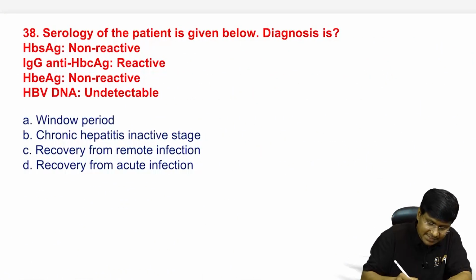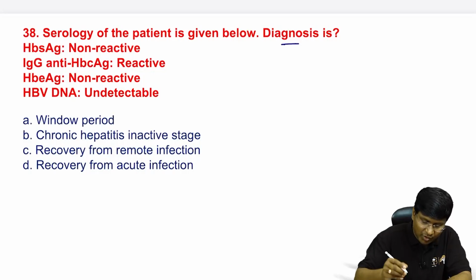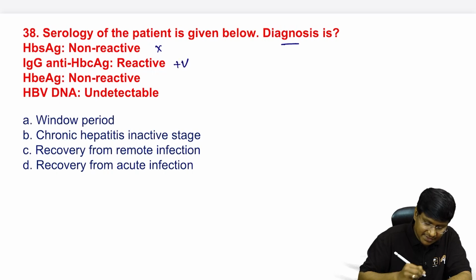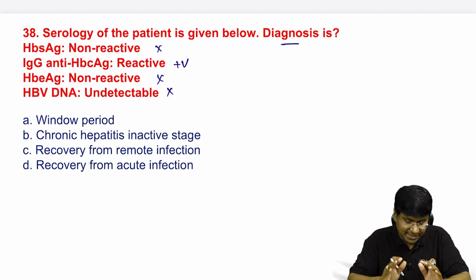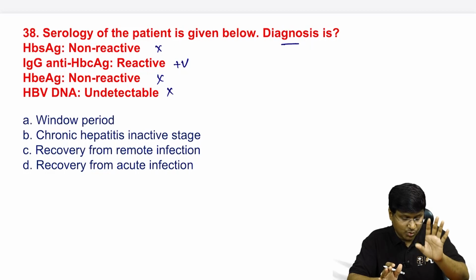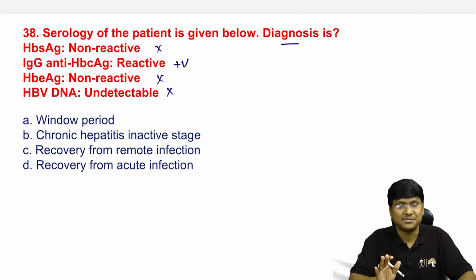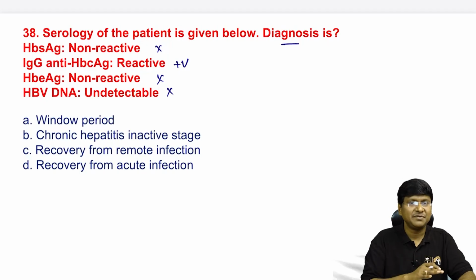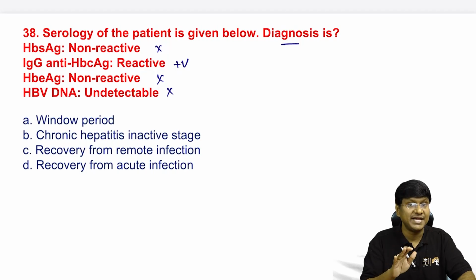Next question. Serology of the patient is given below. What is the diagnosis? Surface antigen negative. IgG anti-HBC is reactive. Envelope antigen is negative. And HBV DNA levels are undetectable. So what does this tell you? Only IgG anti-HBC is positive. Just now we were discussing, if only IgG anti-HBC is positive, what does that tell you?